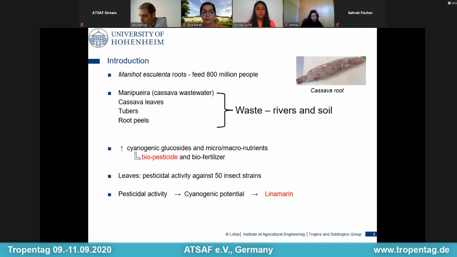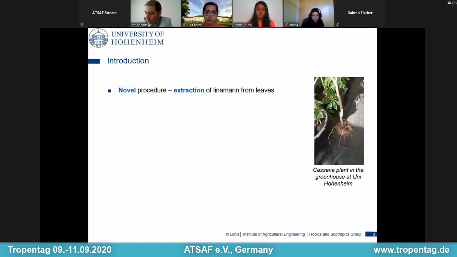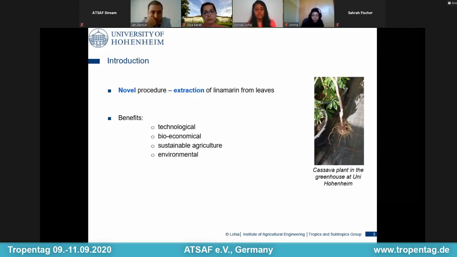and therefore can be used as biopesticide and biofertilizers in agriculture. The cassava leaves have already been proved to have pesticidal activity against 50 different insect strains. This pesticidal activity depends on the cyanogenic potential, which can be related to the linamarin present in the leaves. Therefore, this research focused on the development of a novel procedure for the extraction of linamarin from leaves, which we believe would bring about a technological, bioeconomical, sustainable agriculture, and environmental benefit.